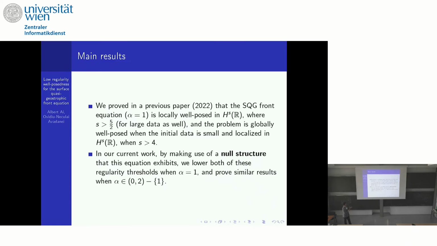In our current work, by making use of a null structure that the gSQG front equation exhibits for all alpha, we lowered both of these regularity thresholds when alpha is equal to 1 and then extended them to the full range, alpha between 0 and 2.